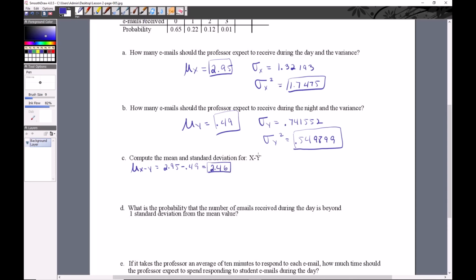Now don't subtract the two standard deviations, all right? We've got to go to variance. And remember that even though this is a difference, you have to add them, all right? So that'll be 1.7475 plus 0.549899. All right, that'll give you 2.2974.